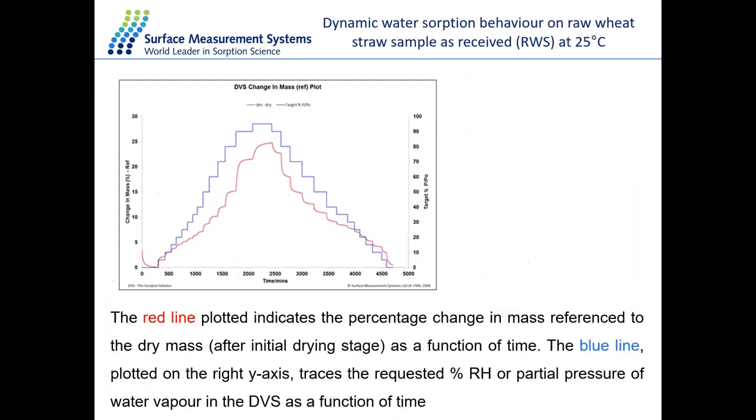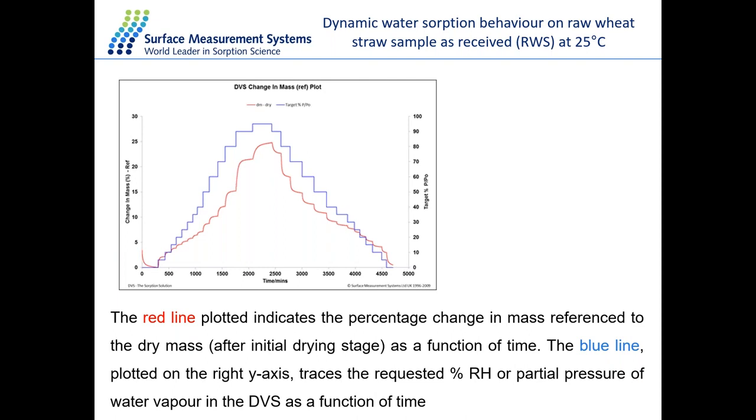But just to give you an idea of what we are talking about, here is an example of kinetic data on straw material. We are measuring absorption and desorption. So here is the kinetic data plot. In the red line, you can see the percentage mass change over time.